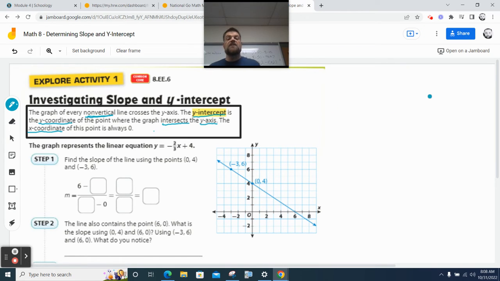So let me read this now. It says the graph of every non-vertical line crosses the y-axis. The y-intercept is the y-coordinate of the point where the graph intersects the y-axis. The x-coordinate of the point is always 0. What I'd like you to do now is reread this paragraph, and I want you to circle any phrase that really sums up what they're trying to teach us. Not a whole sentence.